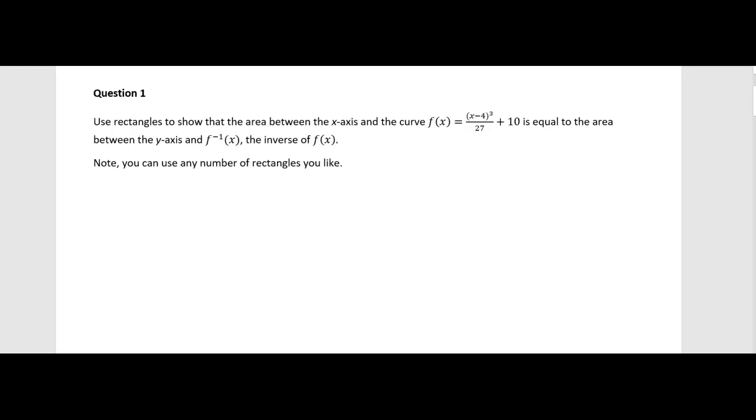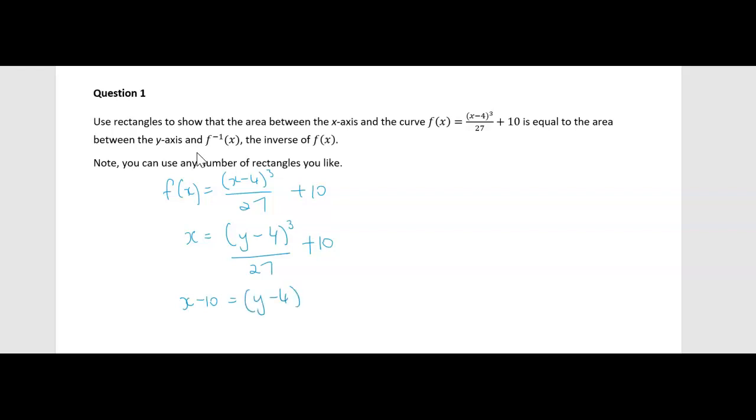So I'm just going to get my pen ready. All right, so if our function is f of x equals (x minus 4) cubed on 27 plus 10, remember if you're finding the inverse, then we switch x and y. So f of x is the same as y, so I'm going to make that one now x, because remember we switched them for the inverse. And then we just need to solve for y. So I'm going to take away 10 from both sides.